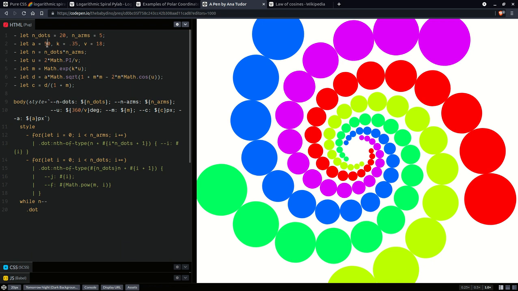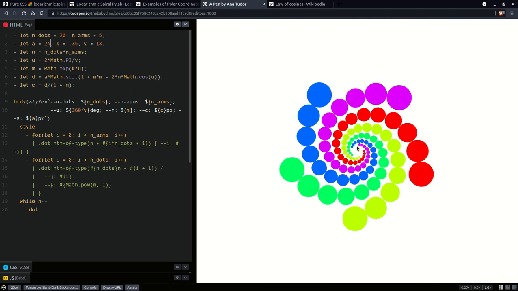And this A value controls how big the first radius, the position radius of the first dot, is going to be. So for example, if I make this 24, it's going to be quite a bit smaller, you can see.